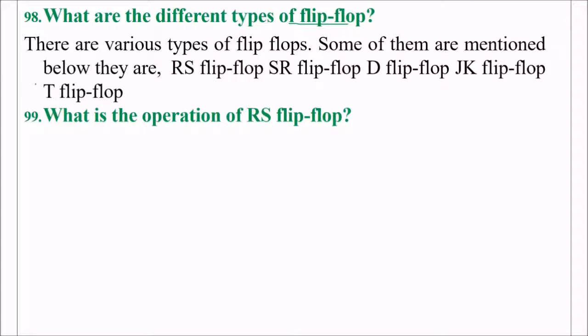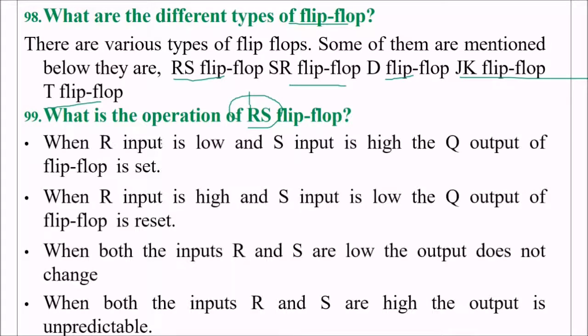What are the different types of flip-flop? There are various types of flip-flop. These are RS flip-flop, SR flip-flop, D flip-flop, JK flip-flop, T flip-flop. What is the operation of RS flip-flop? This is stepwise operation. Let me tell you each one of them.